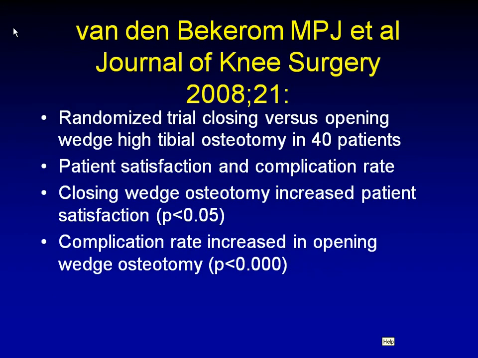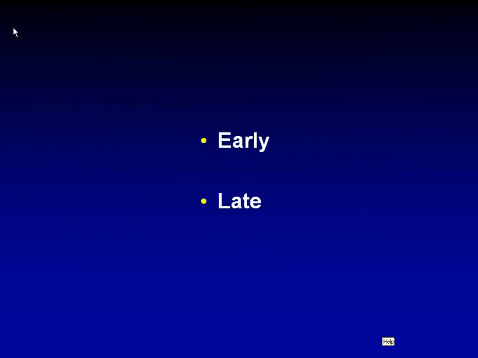If we look at this paper from knee surgery in 2008, randomized trial of closing versus opening wedge in 40 patients, what they found was that the closing wedge osteotomy not only had increased patient satisfaction, but also had a decreased complication rate compared to the opening wedge group. That's because of delayed union in the opening wedge patients. Now, this is a small number of patients, only 20 in each group, and we know that in larger series, the complication rate tends to be the same in both groups of patients. The complications are different, but the complication rate is the same.